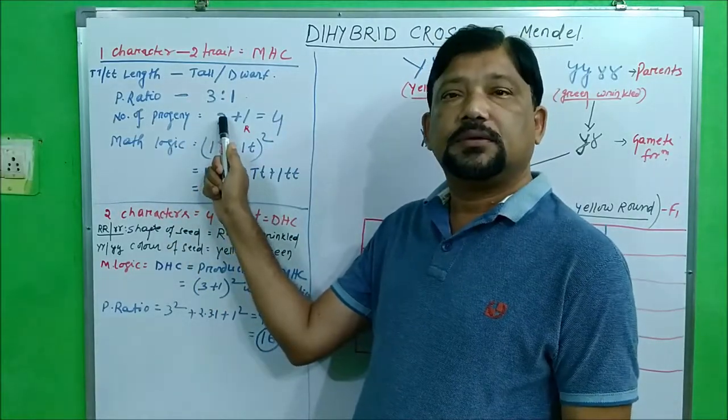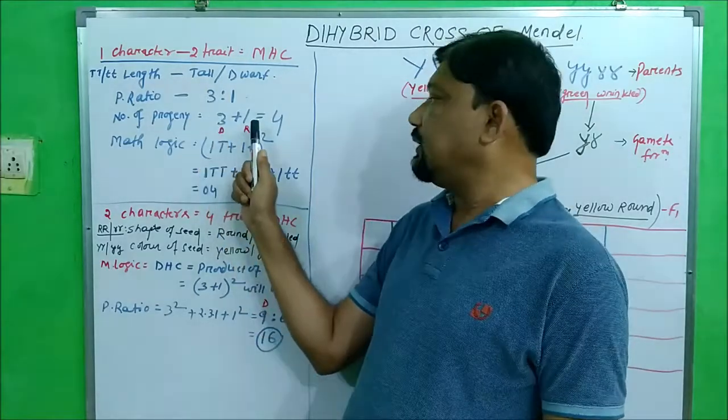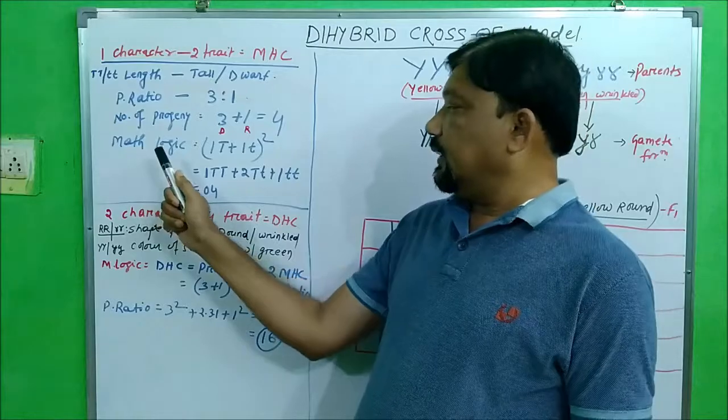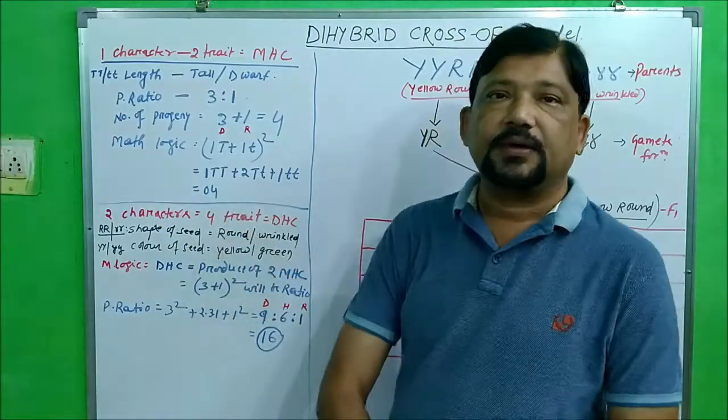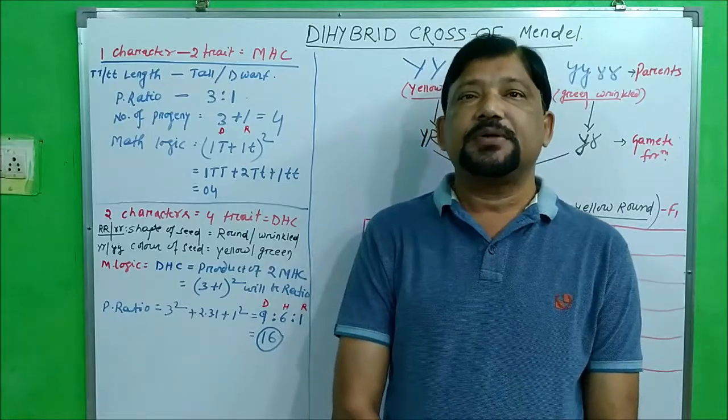3 dominant progeny you got, that is 3 tall and 1 dwarf. Math logic, that also proves that you got 4 numbers of progeny in F2 generation.